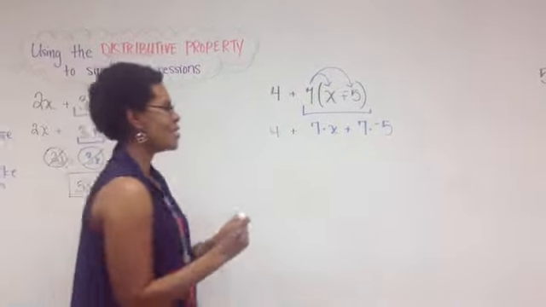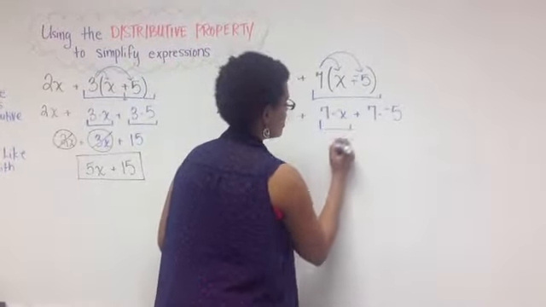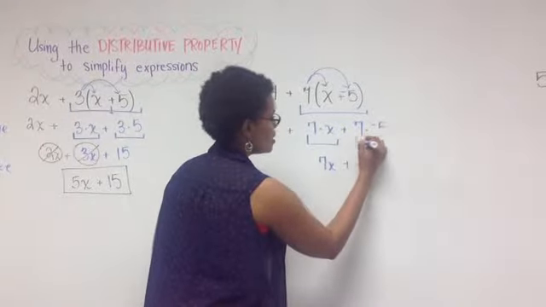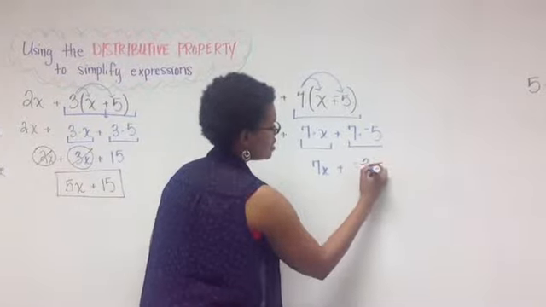Now let's do this multiplication. 7x is our product. It's the best we can do with 7 times x. And 7 times negative 5 is negative 35.